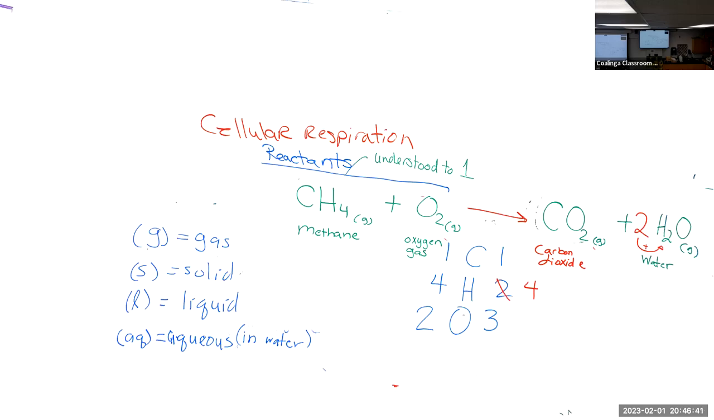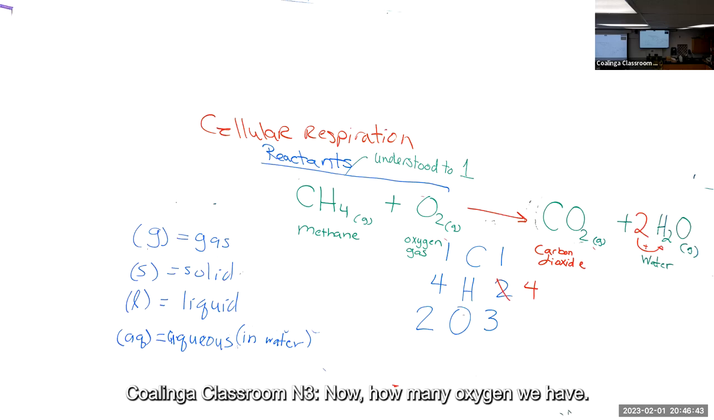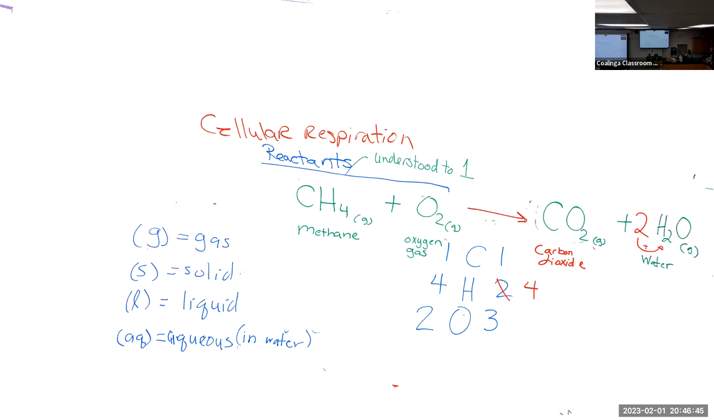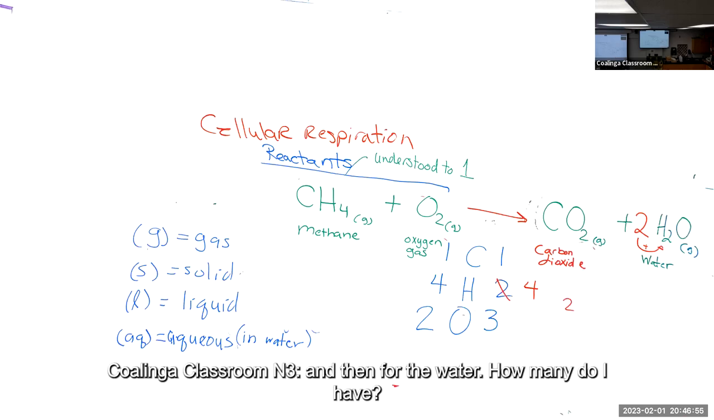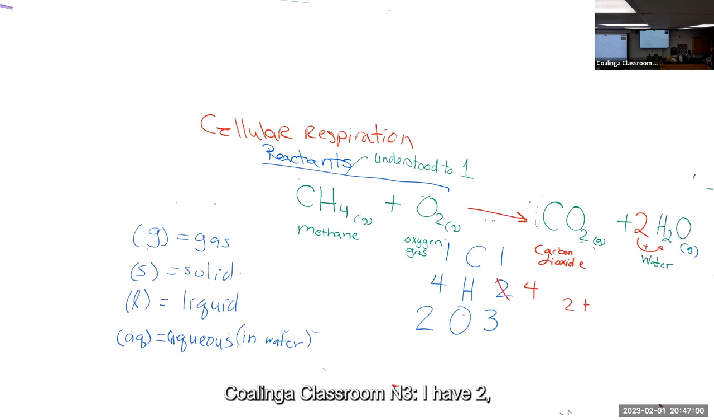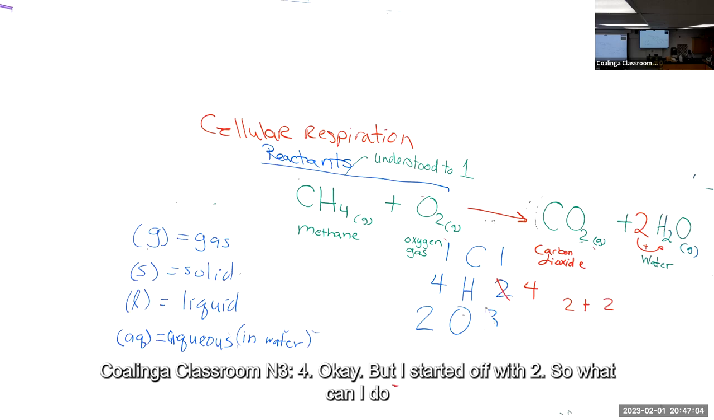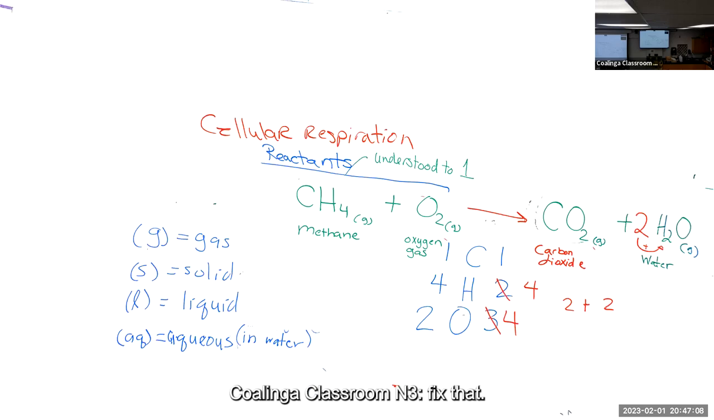Okay. Now, how many oxygens do I have? So I have how many here? With the carbon dioxide, I have two. And then for the water, how many do I have? Two. I have two. Okay, so that's a total of four. Okay, but I started off with two. So what can I do to fix that?